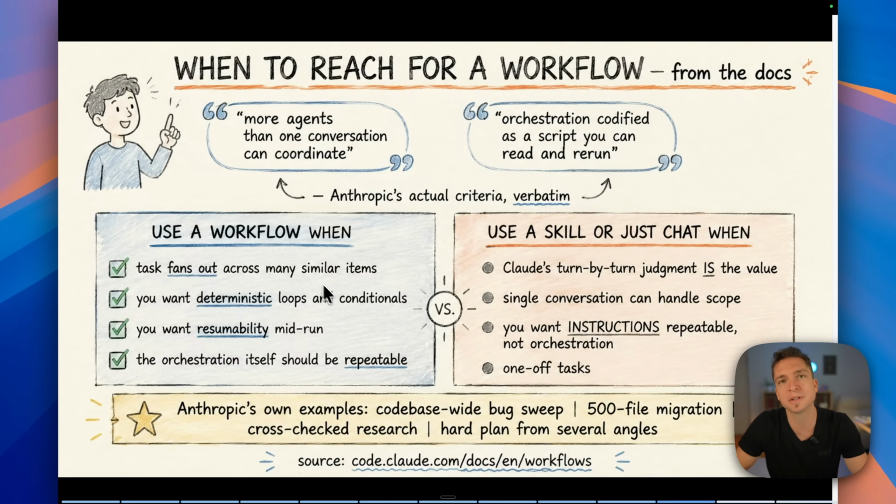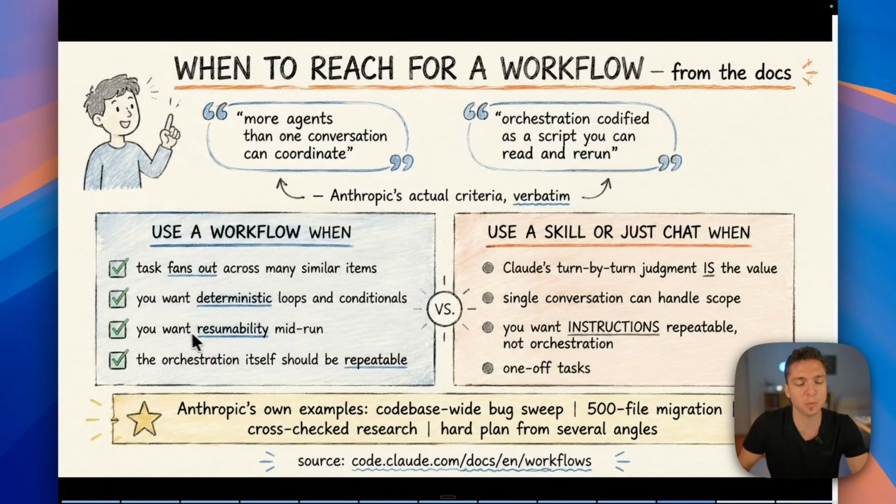There are specific use cases for running a workflow. It's not something you're going to be running every single day because you've seen how many tokens they use. But you want to use a workflow when the task fans out across many similar items, or if you want those deterministic loops. So you can think about it like relentlessly trying to achieve a goal that can be quite complex. You saw that thing was just going to keep working until it's finished whatever was in that script that's managing all of those agents.